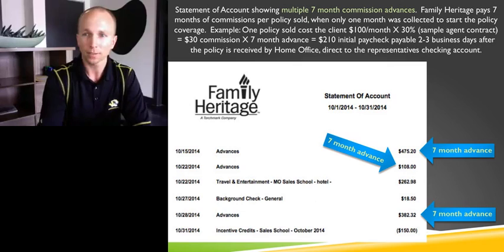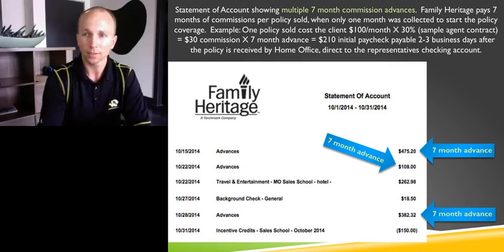But you as the representative only collected 1 month from that family or business owner to start that policy. In the example on the screen, one policy sold costs the client $100 a month. If you came in on a 30-point new agent contract, then you earned $30 per month, every month for the first 12 months of that policy. So for that first sale, you earned $30 commission, but what you're actually paid is a 7-month advance.